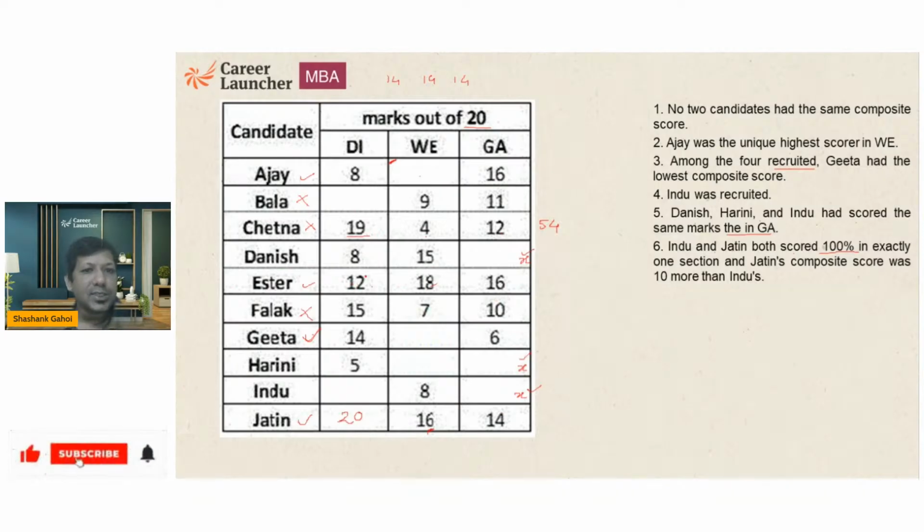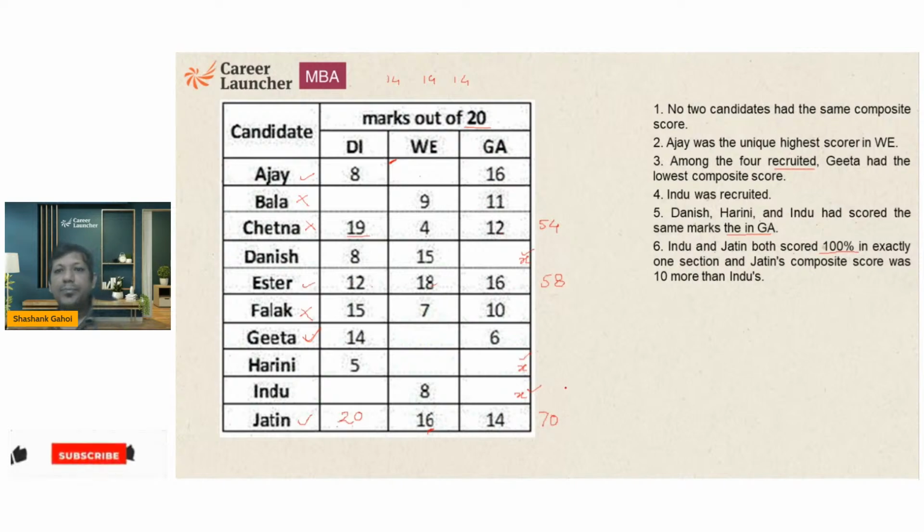Now what is Easter's score? That is going to be 24. 24 plus 16 is going to be 40. 40 plus 18 is going to be 58. ठीक है. If I look at Jatin, 22 is 40. 40 plus 30 is going to be 70. So Jatin का स्कोर आ गया.